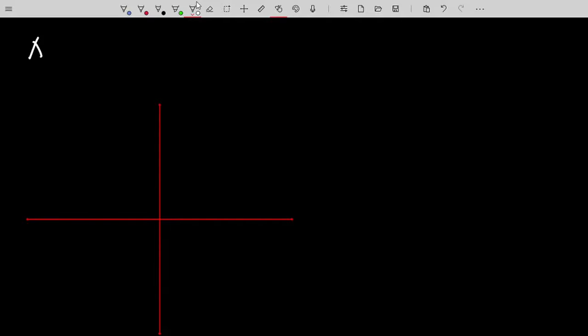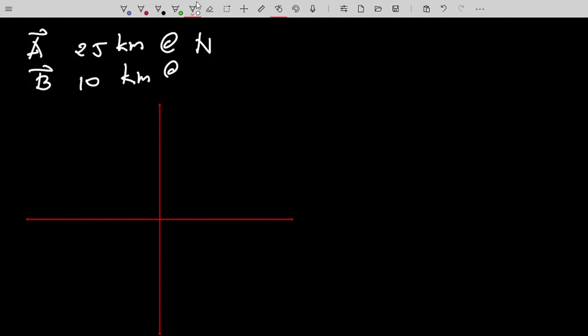Now let's say your vector A and your vector B. And the value of your vector A is 25 kilometers at north. And the value of vector B is 10 kilometers at south. Now what is the magnitude of the resultant vector and the direction? Okay. Now we know that your vector A is going to the north direction, which has a value of 25 kilometers. And now we know that your vector B is going to the south direction, so it should be like here, and it has the value of 10 kilometers.